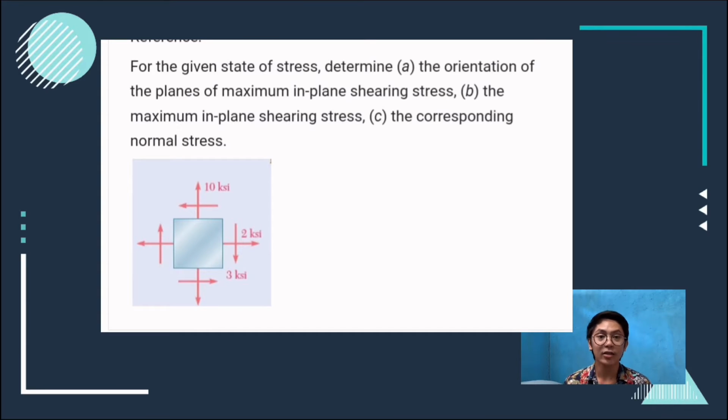For the given state of stress, determine A, the orientation of the planes of maximum in-plane shearing stress, letter B, the maximum in-plane shearing stress, and letter C, the corresponding normal stress.